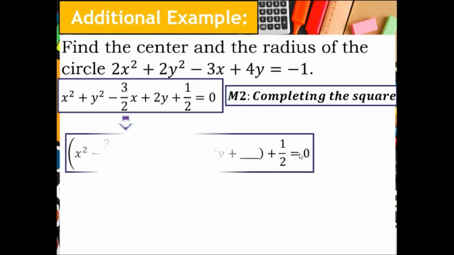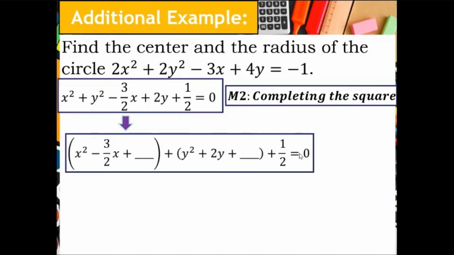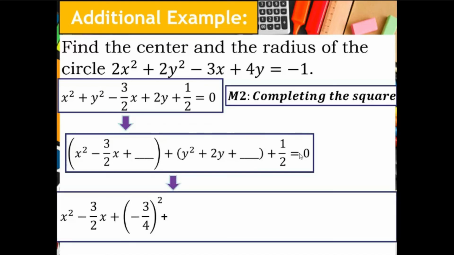So the first thing that we'll do is to group all the terms with variable x on one side and group all the terms with variable y, to get the form the square of x minus h and the square of y minus k for standard form. Using completing the square, we will have x squared minus 3 halves x plus negative 3/4 squared. And it's now a perfect square trinomial.